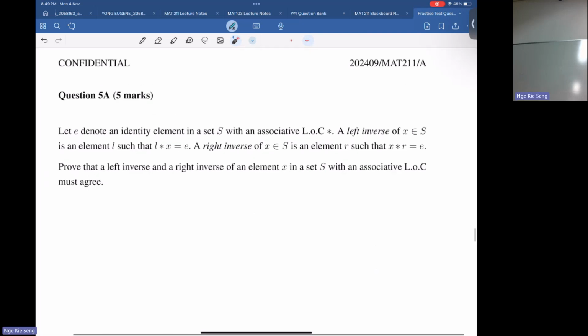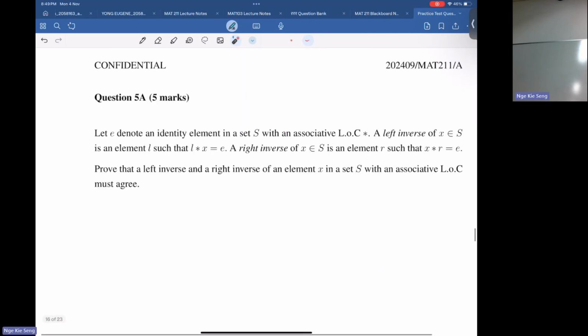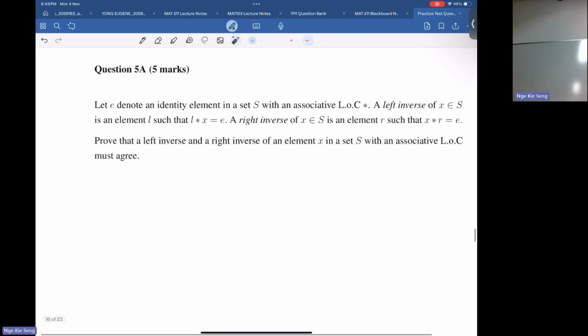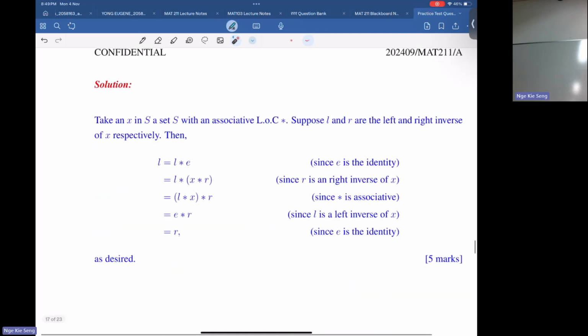这题 I think 很像 assignment 的。Prove that left inverse equals right inverse. In the assignment, I asked you to do left identity equals right identity. Okay. 不知道，忘记了，交了，已经忘了。Okay, I think this one we don't discuss.